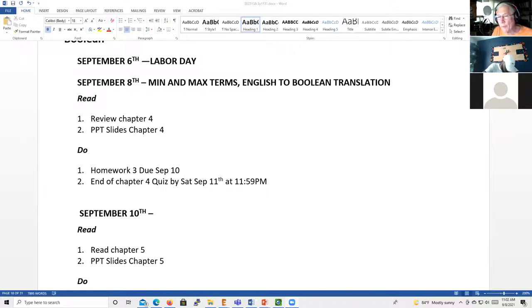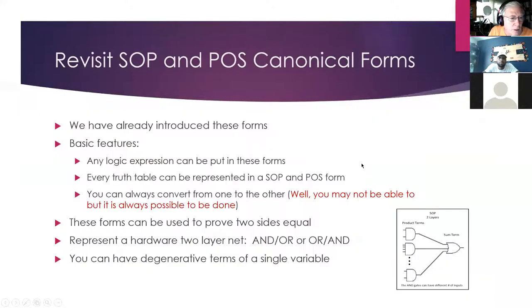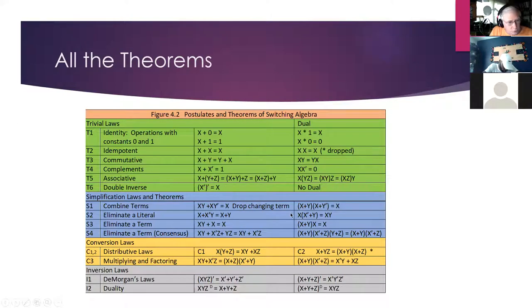So what I'm going to do today, we'll just start back a little bit where we finished off. We actually finished off here, but I'm going to go back to here. So remember, what we covered so far in chapter four are all the theorems of switching algebra. These theorems tell you everything you can do. This is it. This is all you can do.